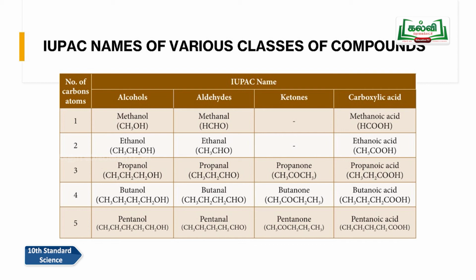Aldehydes end with AL. The first member of the aldehyde series is HCHO. 1 carbon atom is present, therefore the root word will be methane. It is an aldehyde, therefore removing the E, you have to add AL, methanal. So HCHO is methanal. Look at the next one, CH3CHO, 2 carbon atoms, aldehyde group, ethane, ethanal. Next one, 3 carbon atoms, an aldehyde group, propanal. Similarly, you have butanal and pentanal.